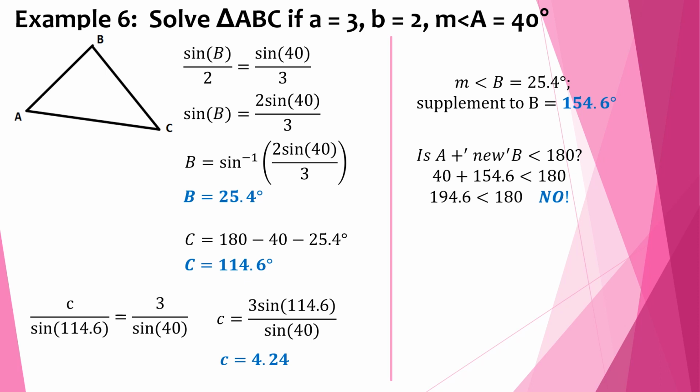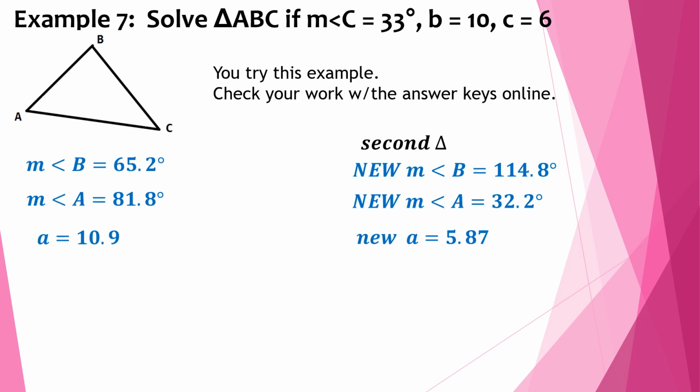So 40 plus 154.6, is that sum less than 180 degrees? Definitely not. Not at all. There is no second triangle possible. That means in this example, we only have one unique triangle, only one that we can solve for. It happens.